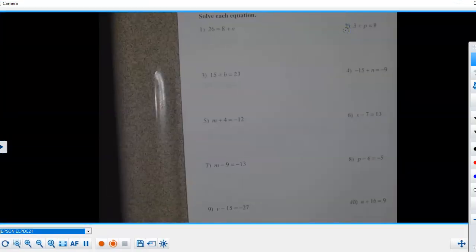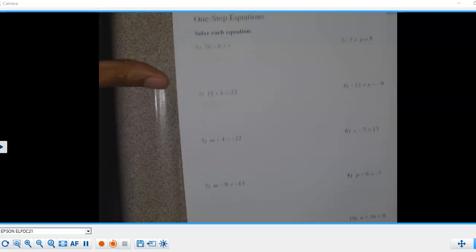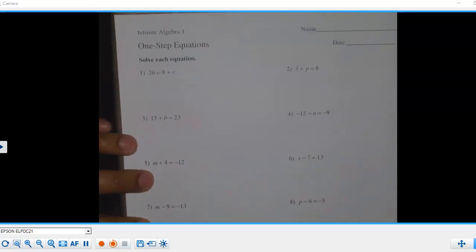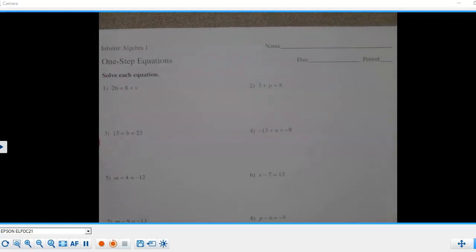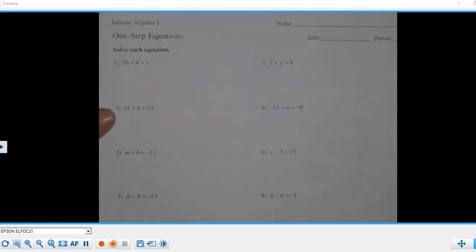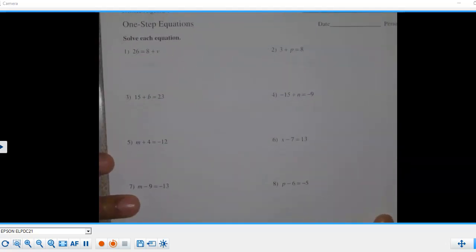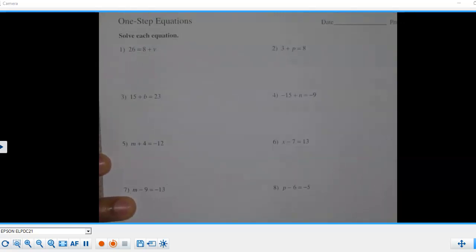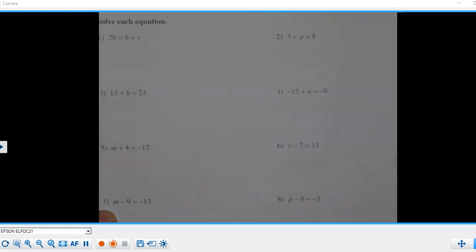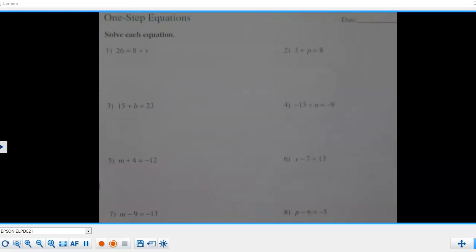Okay guys, in this video, let me get everything set up. This video is the worksheet that I've posted for one-step equations. So what I want to do is we're going to work through these problems. Let me zoom in so you see them nice and big. Let me focus this, and then we're going to move through this pretty quick.